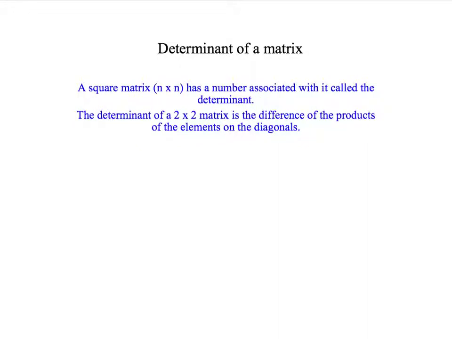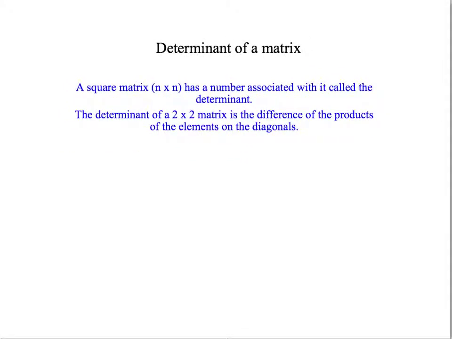Tonight, I'm going to give you two videos. The first is about the determinant of a matrix. The determinant of a matrix is a number that's associated with a square matrix. And by square, I mean that there are the same number of rows as there are columns. So this is a 2 by 2, hence a square matrix.